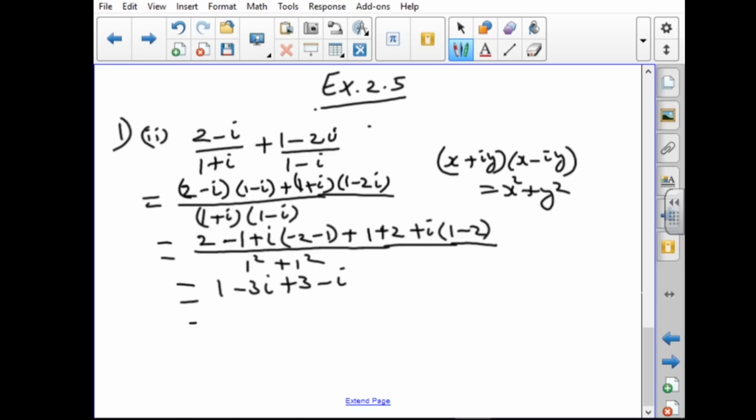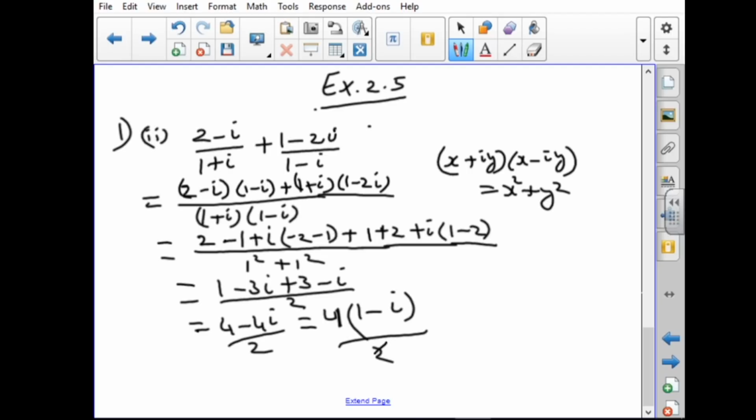So it is equal to, by 1 square is 1, 1 plus 1 is 2. So it is equal to 1 plus 3 is 4, minus 4i, by 2. So in the numerator 4 is common, it can be taken out. So 4 into (1 minus i) by 2. So 2 goes here 2 times, which is equal to 2 into (1 minus i).